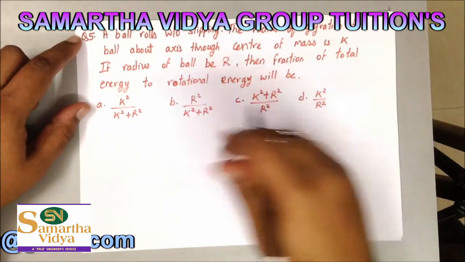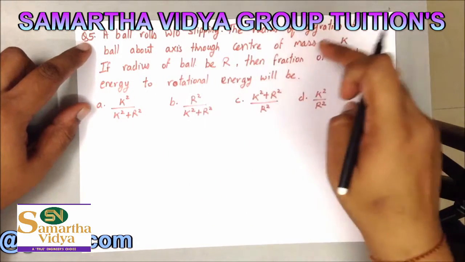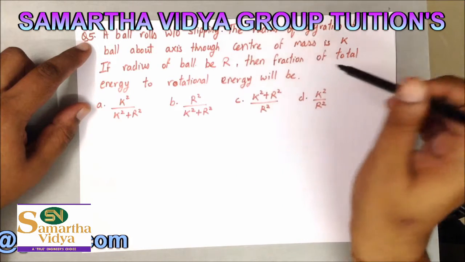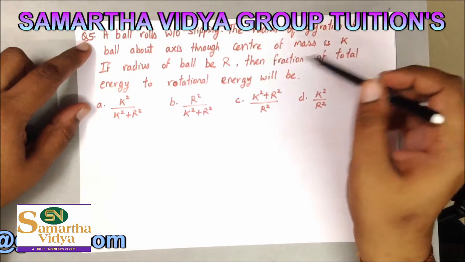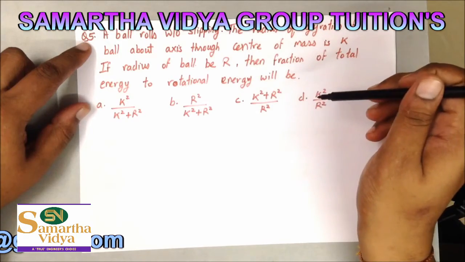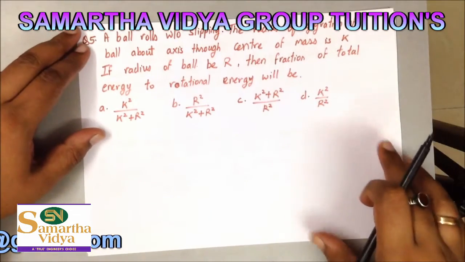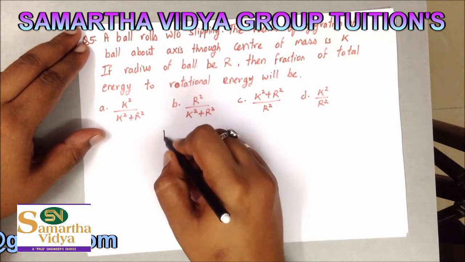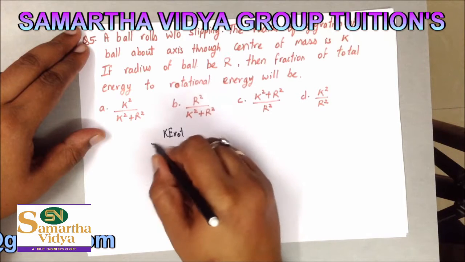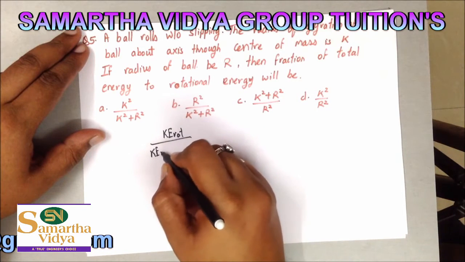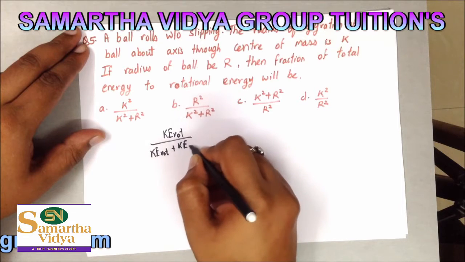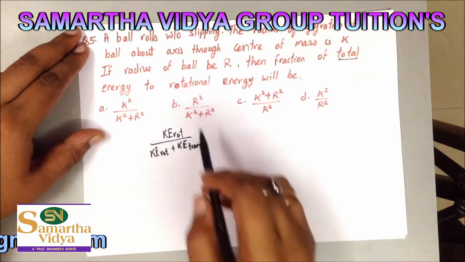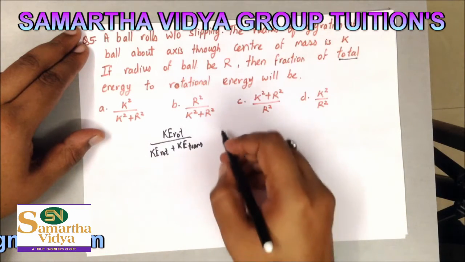Coming down to the next question, we have a ball which is rolling without slipping, and the radius of gyration is given as k, and the radius of the ball is given as r. Then what is the fraction of total energy to the rotational energy will be? So we need to find what is the fraction of which the rotational energy will be. That is, we need to find the kinetic energy of rotation divided by the kinetic energy of rotation plus kinetic energy of translation. That's the concept which we need to use, because total energy is nothing but addition of rotation plus translation.